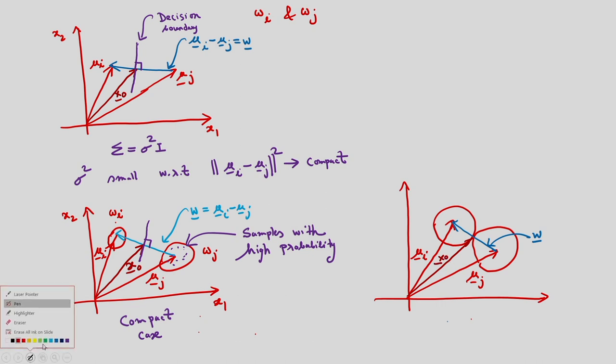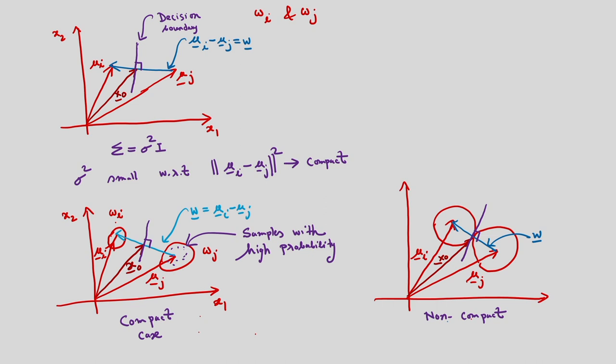Now I have to draw the decision boundary. This decision boundary is also orthogonal to the weight vector, and it is passing through the point x naught. So this is the non-compact case. In the non-compact case, the location of the decision hyperplane is much more critical. It is very difficult to place the decision boundary between the classes, so the location of the decision hyperplane is much more critical as compared to the compact case.